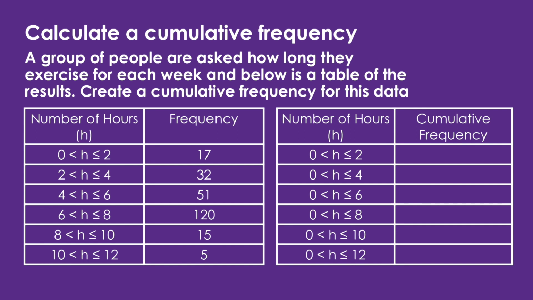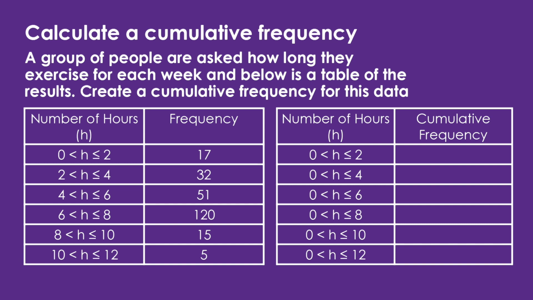Here we can see a table of data that shows how a group of people replied to a survey that asked how long they exercise for each week. We're asked to create a cumulative frequency for this data. As we can see, this data is grouped in class intervals, which are spaced evenly at 2-hour spreads.